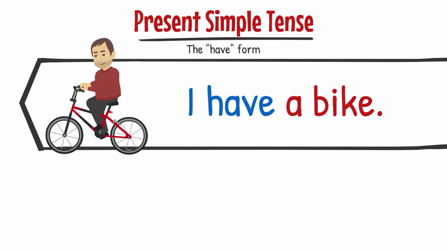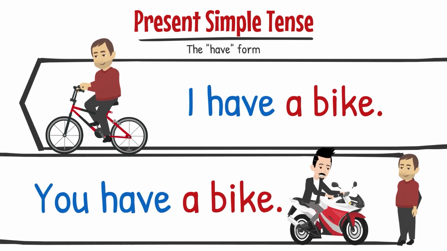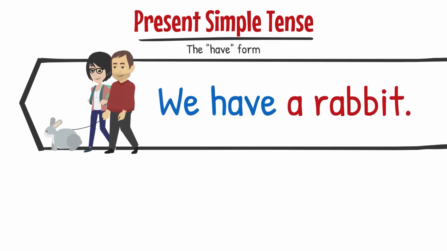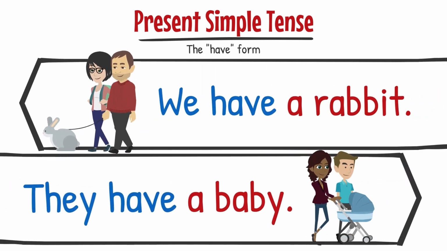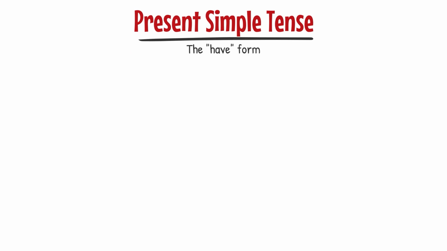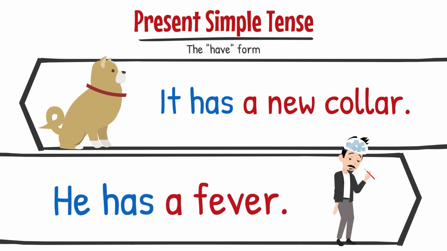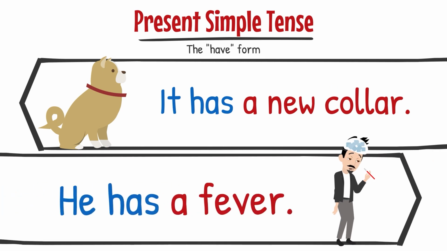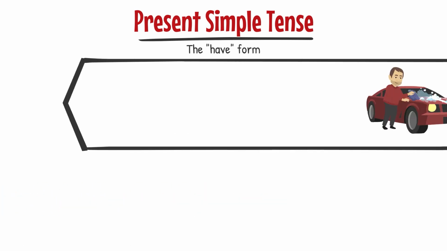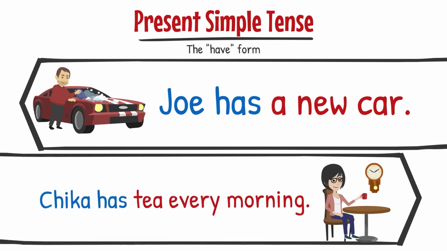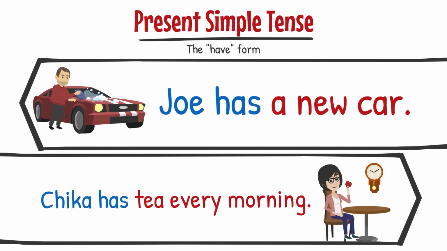I have a bike. You have a bike. We have a rabbit. They have a baby. It has a new collar. He has a fever. Joe has a new car. Chica has tea every morning.